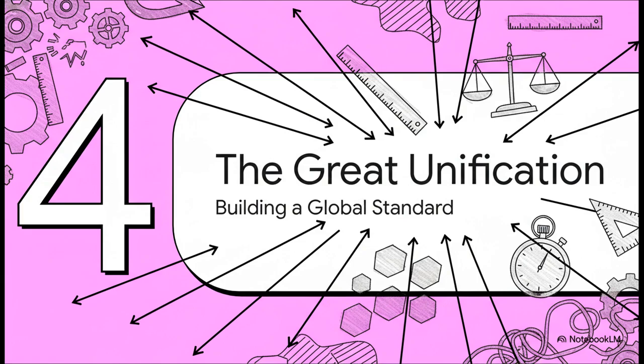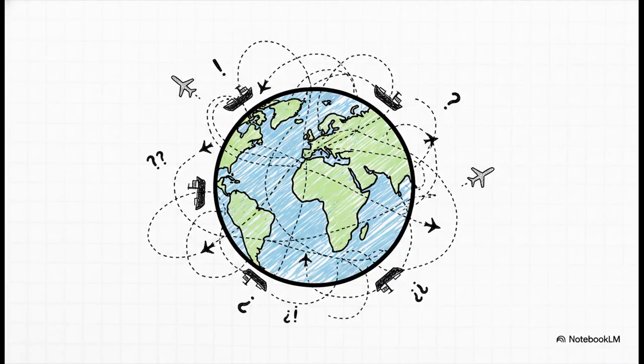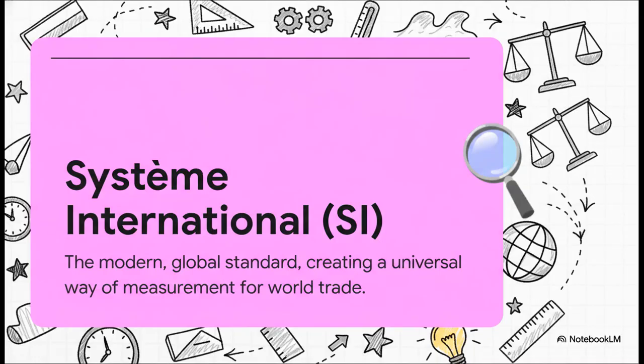The world finally realized it needed a single, unified language of measurement if we were ever going to move forward together. The big push, the thing that really forced everyone's hand, was World War II. The explosion in global cooperation and, let's be honest, international trade made a standardized system an absolute must-have. You just can't build a global economy on measurement confusion. And the solution was the System International, or as we all know it, the SI system. This became the modern global standard, a universal language of measurement that today underpins basically every part of our modern world.